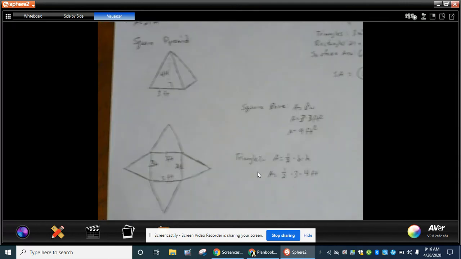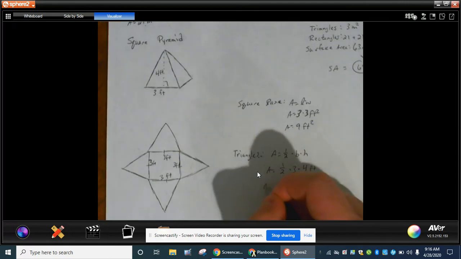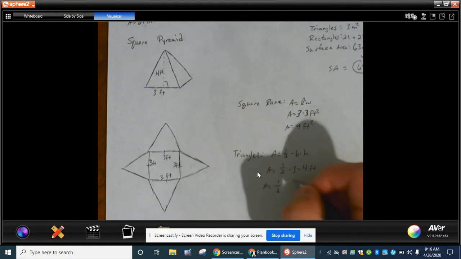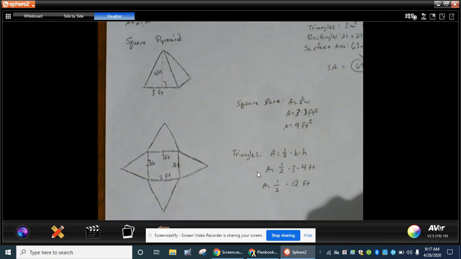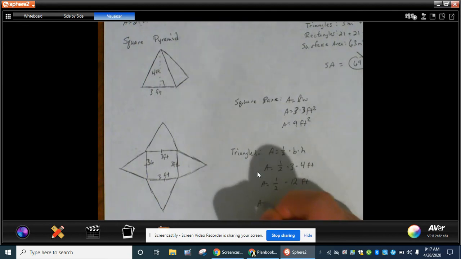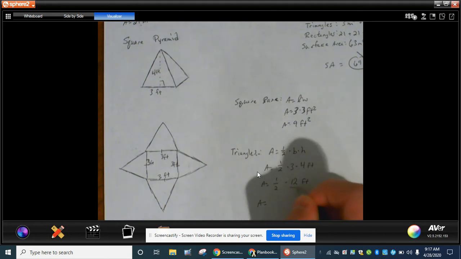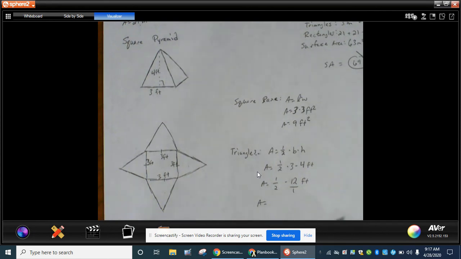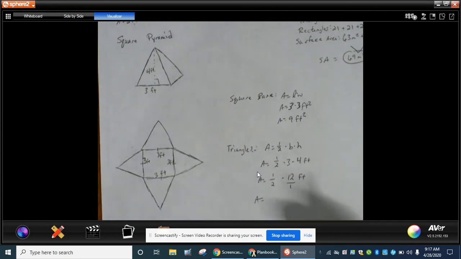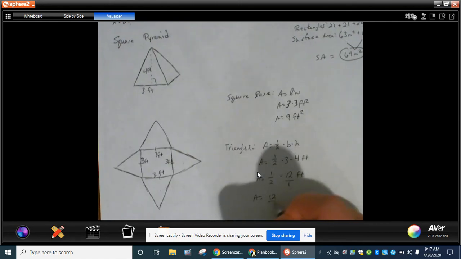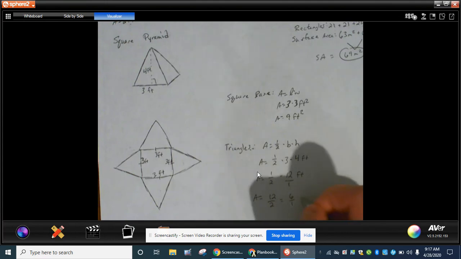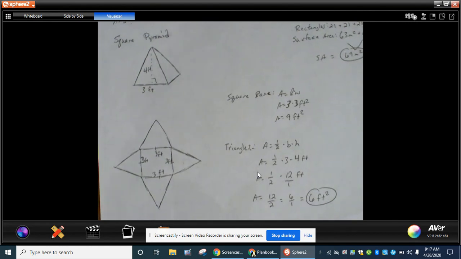All right, now we're going to multiply this together. Leave the half right now. Multiply the base and the height together. 3 times 4 we know is 12. So I have 1/2 times 12 feet. I could write this as a fraction, 12 over 1, and then I can multiply fractions. We know how to multiply fractions: top times top, bottom times bottom. This becomes 12 over 2, or 6 over 1, or just 6 square feet. That is the area of one triangle.